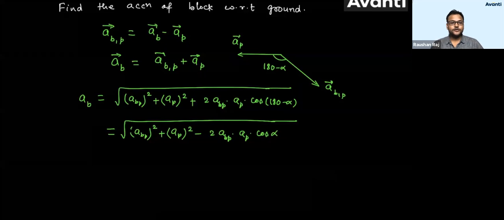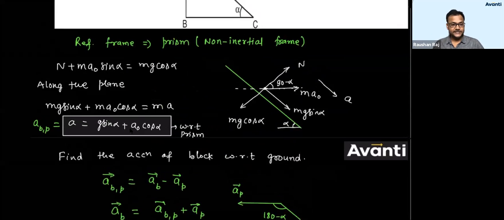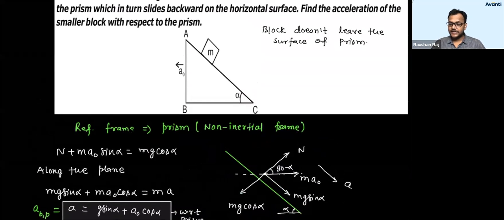Is it clear to everyone? Sometimes they will ask directly like this. I have seen some questions. They will give you this condition only, they will give you this a naught value as well. They will give you this also, that this block is coming down with acceleration, let's say 2 meters per second square with respect to prism, or with respect to this wedge. Find the acceleration of the block with respect to ground.